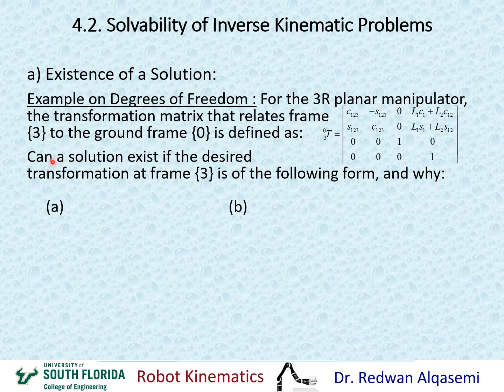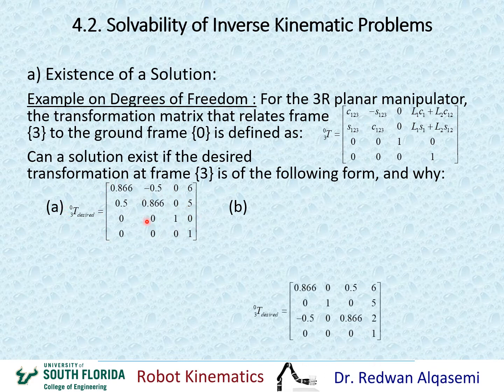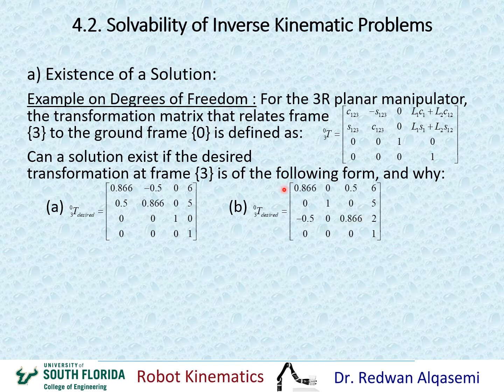Now the question is, can a solution exist if the desired transformation matrix at frame 3 is of the following form, and why? So for part A, we are given a desired transformation matrix that we would like our robot to go to. And for part B, we're given a different desired transformation matrix. So we're going to have to find out whether these have solutions or not. So let's look at part A.